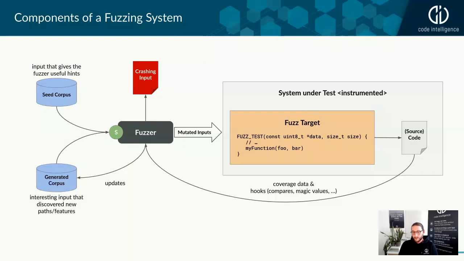And of course, at some point when the system under test crashes, the fuzzer will give you the crashing input, so you can use it to reproduce the crash. Yeah, these are the basic components. And like I mentioned, the important thing is that we gather information from the system under test to really see which inputs are valuable inputs, the ones that end up in the generated corpus. And so far, those are the components of a modern fuzzing system.